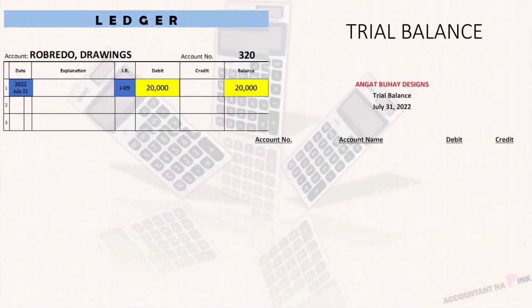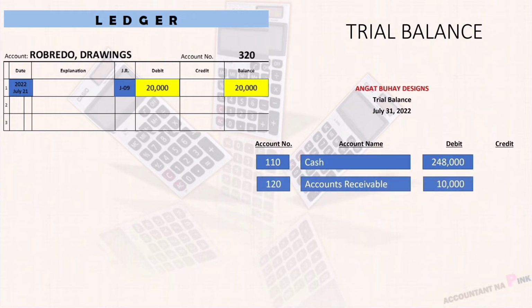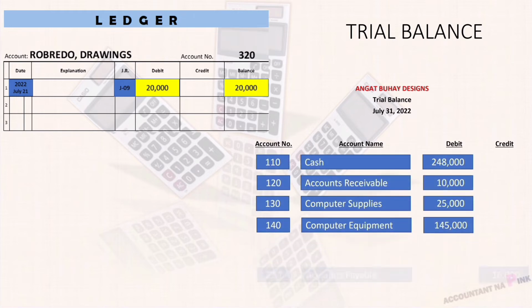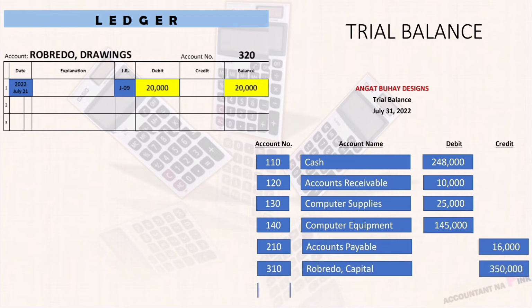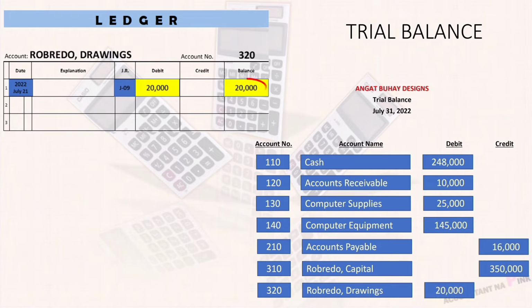Next ledger is Robredo Drawings. Account number is 320. So as you can see, the transaction occurred on July 31 with journal reference of J-09. So amount is 20,000 pesos. So we just transfer it from the ledger to the trial balance under the debit column. Why debit column? Because drawings account normal balance is debit. Okay.